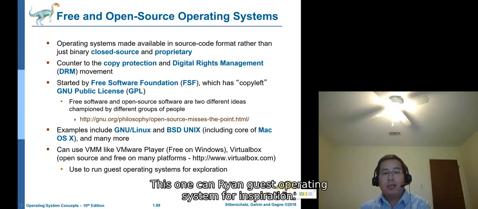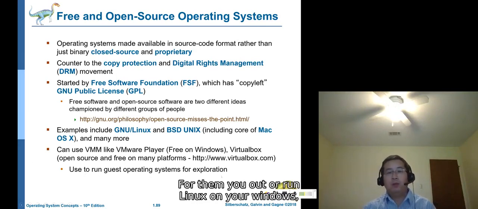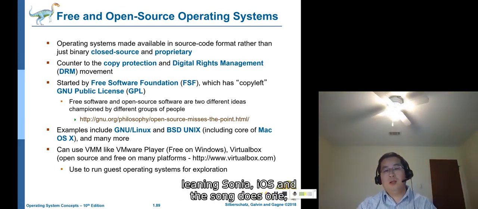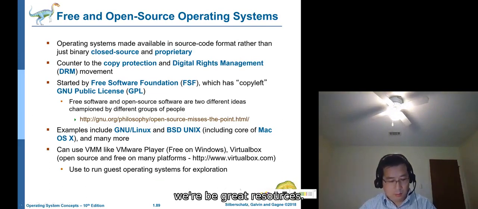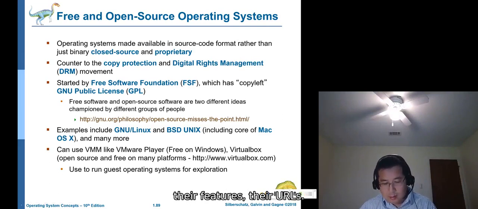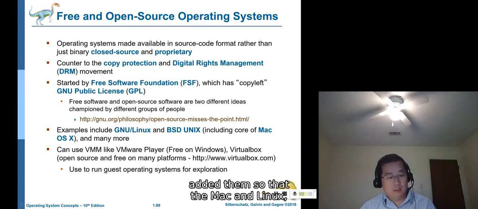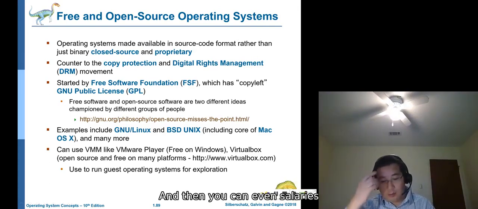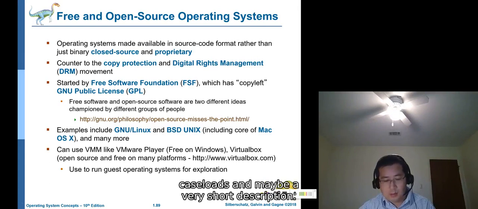This one can run a guest operating system for exploration. For example, if you want to run Linux on your Windows, or Linux on your iOS, and so on, this will be a great resource. In fact, in the book we have detailed descriptions of some cases, their history, their features, and their URLs, so you can just have a look at them. With Linux, GNU Linux, BSD Linux, BSD Unix, and even Solaris. Solaris may have a very short description.